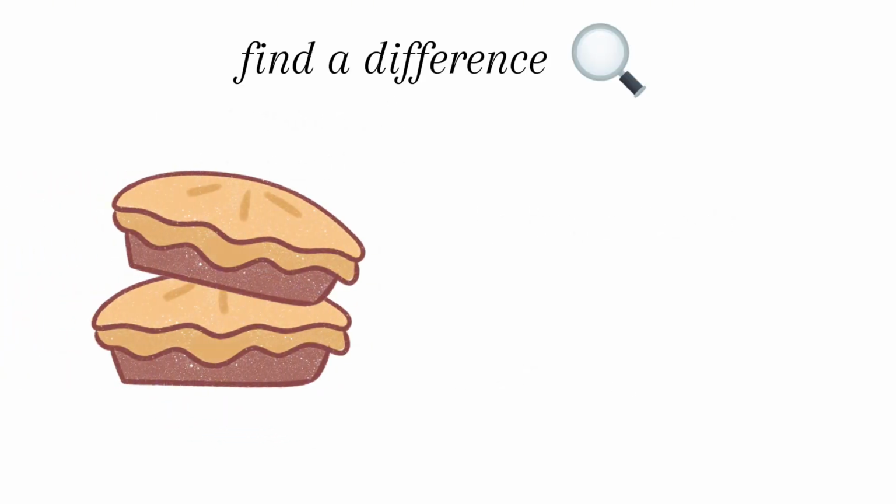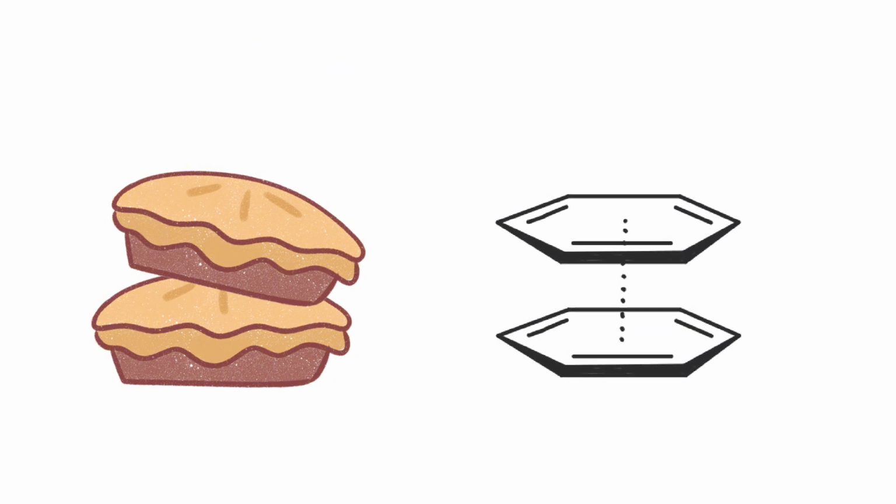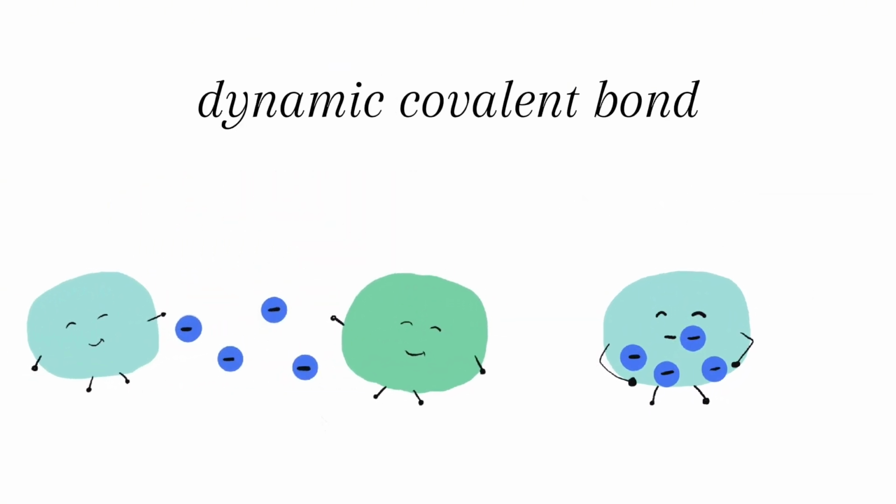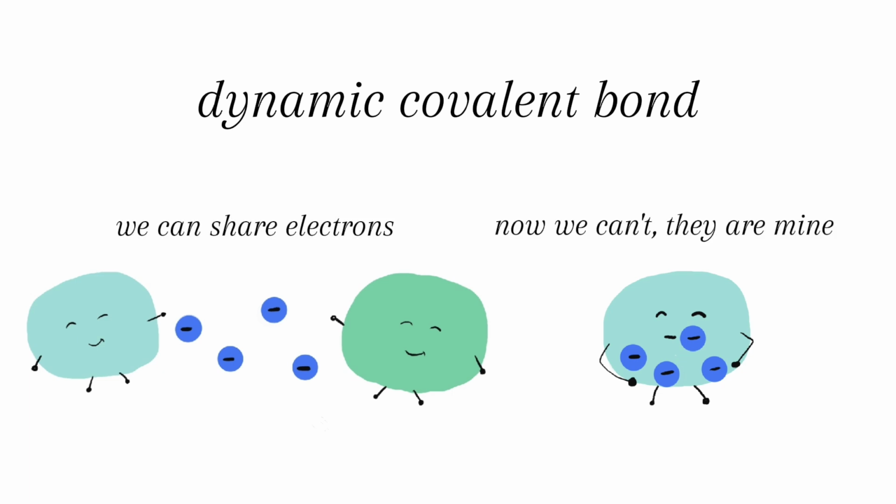Pi-pi stacking is basically overlapping of pi orbitals of aromatic rings. Dynamic covalent bond is a reversible sharing of electrons between two atoms dependent upon particular factors, which, depending on the dynamic bond, can include the pH, light, solvent polarity, and temperature.